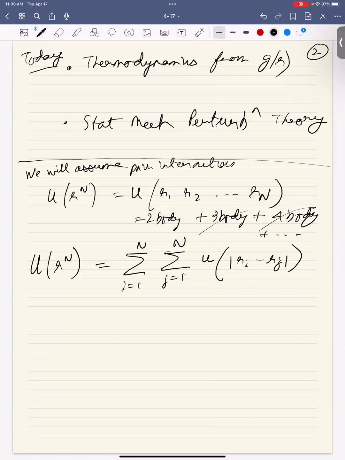Is this correct, or are we overcounting if we write down our n-body interaction in this form?